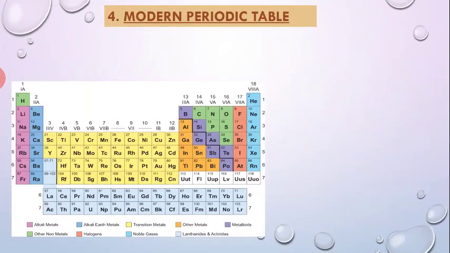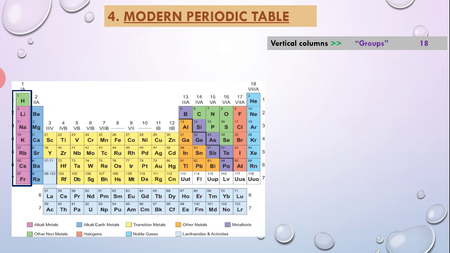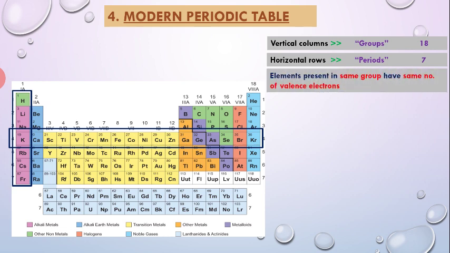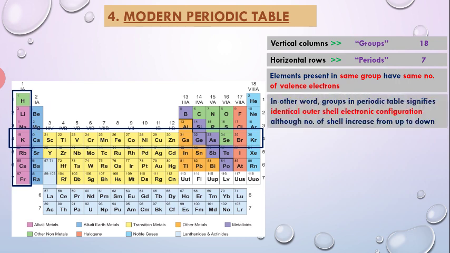So what is the modern periodic table? Again, the vertical columns in this modern periodic table are known as groups, and there are 18 groups. In the same way, the horizontal rows are known as periods, and in total there are 7 periods. Elements present in the same group have the same number of valence electrons. We have understood what valence electrons are in the previous classes.